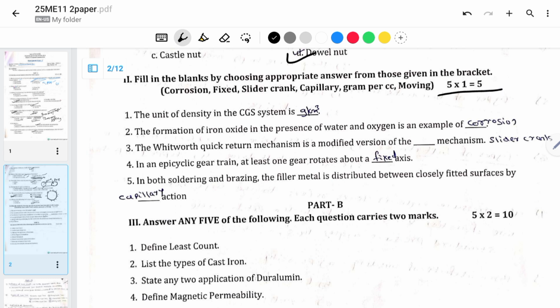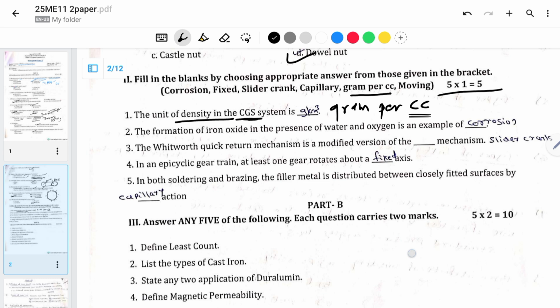Here, the unit of density. Density is measured in CGS, so it is gram per cc. Here you have to write gram per cc. Gram per cc is the correct answer.